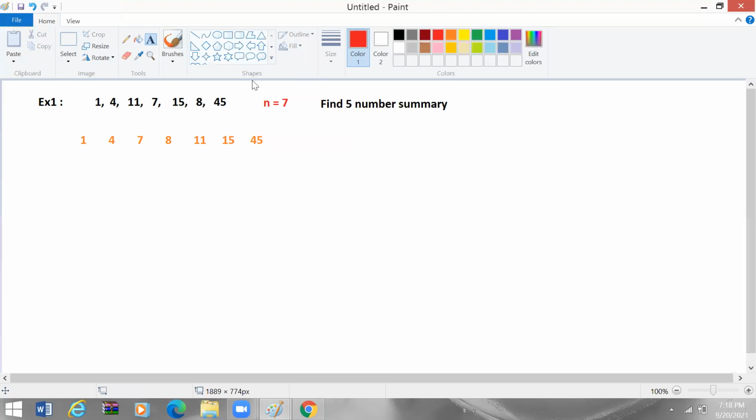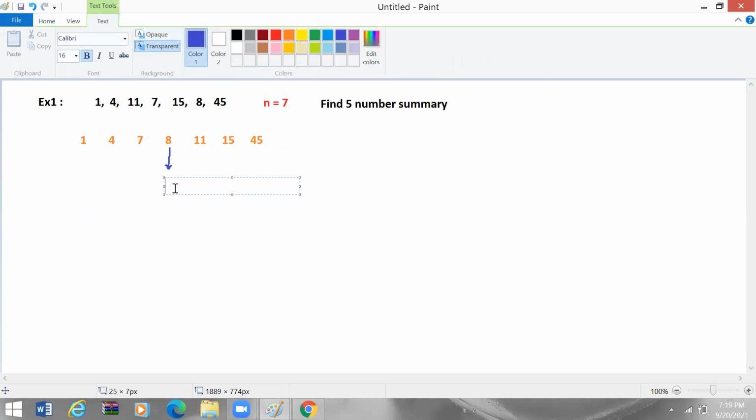So the first step is to put the data set in order. We finished it. This one is the smallest and this one is the biggest, but we don't have to show that on the exams. I already know what it is. Now we have to look for Q2. Q2 is the median of the entire data set, so we split the data into half and half, and the Q2 for this example is 8. Are we good?